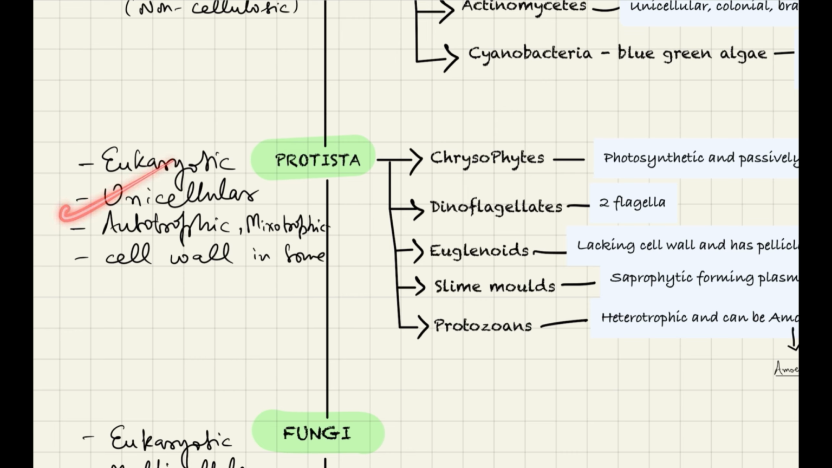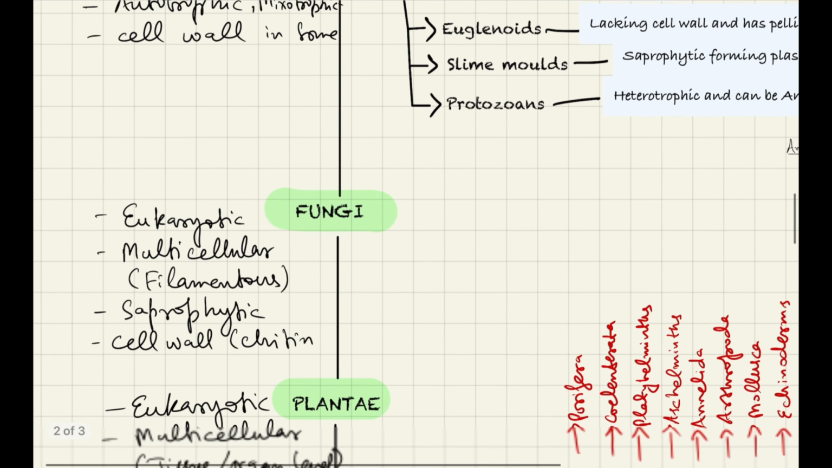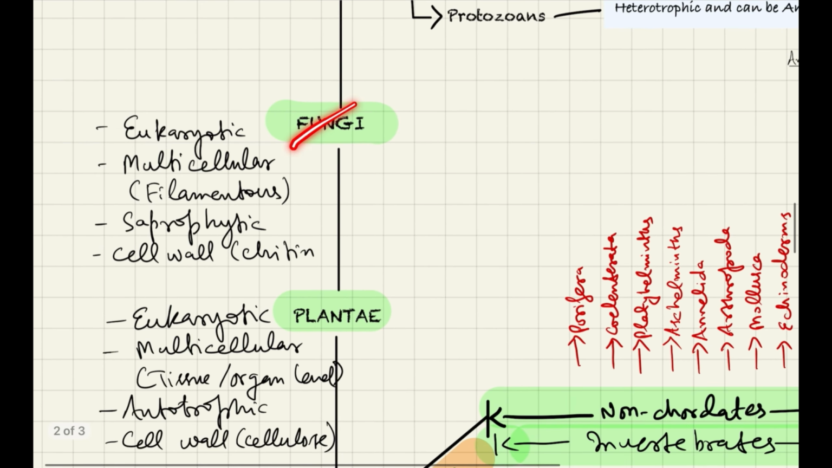They were still unicellular, and here we can see that they are autotrophic but mixotrophic as well, means some of the organisms, as we will see, are both autotrophic and heterotrophic. Cell wall is found in some, and we will also see what the scenario is there. Then there is this fungi thing.